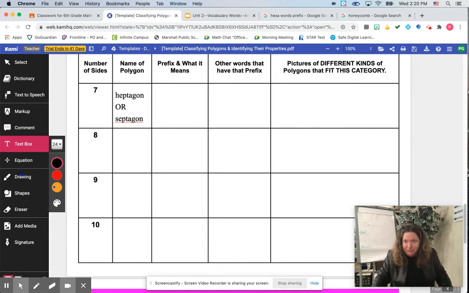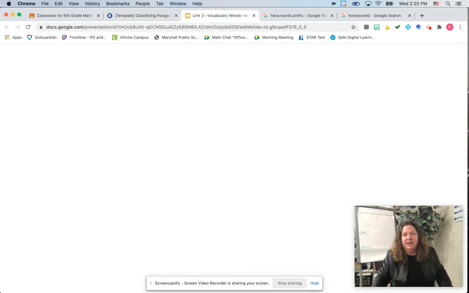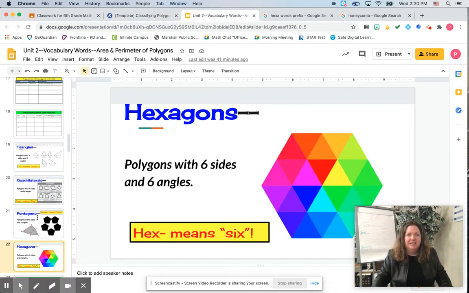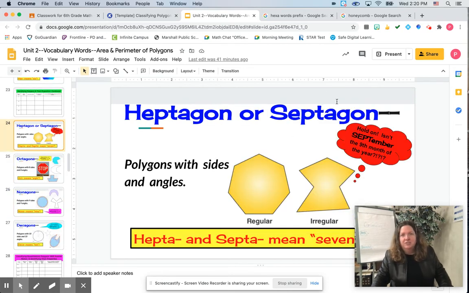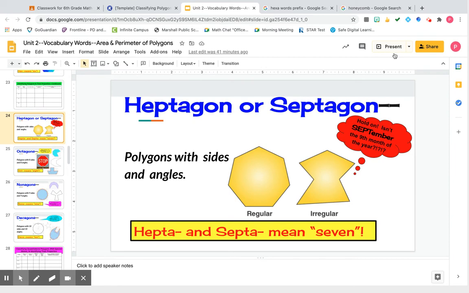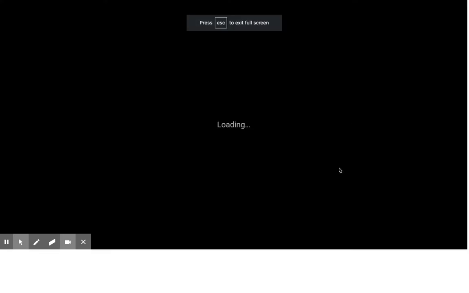And so there's 2 different words that mean 7-sided shape, with 7 angles, and that is a heptagon or a septagon. Now, the cool thing about that, let's scroll down here. Let's see. Here we go. Here's the heptagon or the septagon. Now let's take a look. So we've got a polygon with 7 sides.